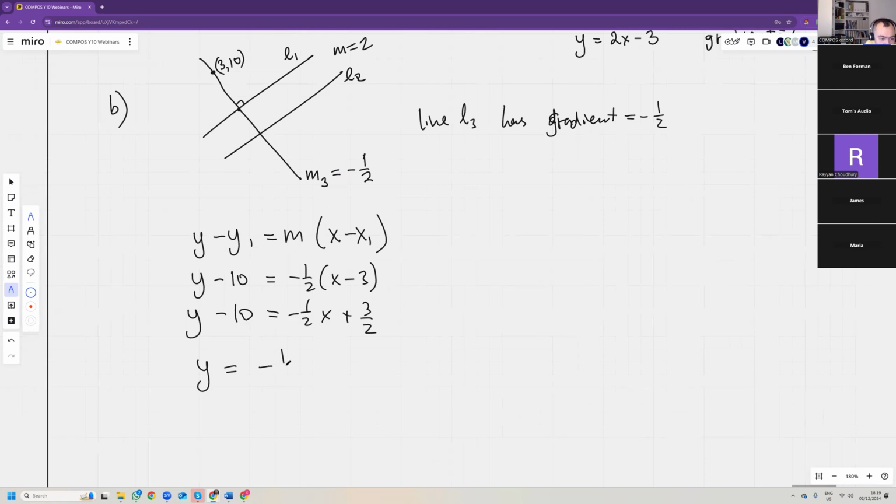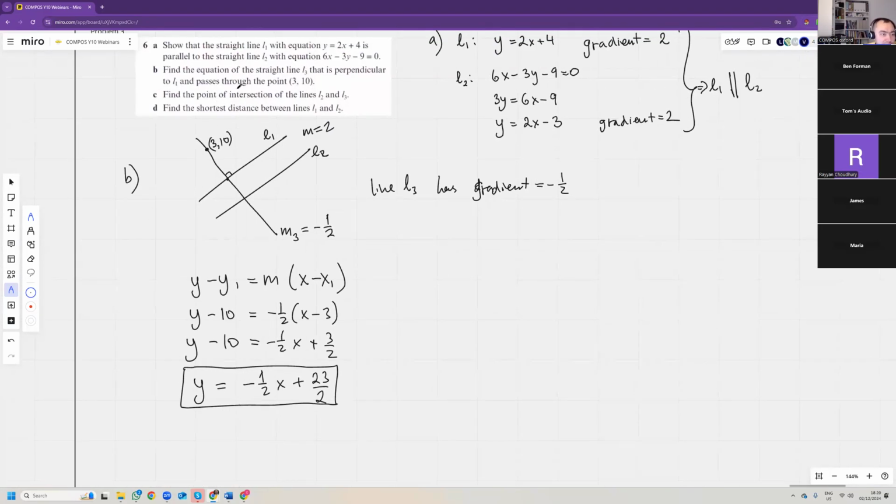y equals minus 1/2 x plus 23 over 2. I'm just simplifying. I'm just combining 10 plus 3 over 2. That's 23 over 2. Yeah. That's the equation.